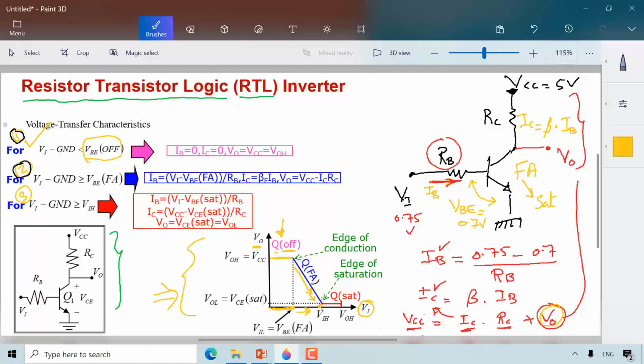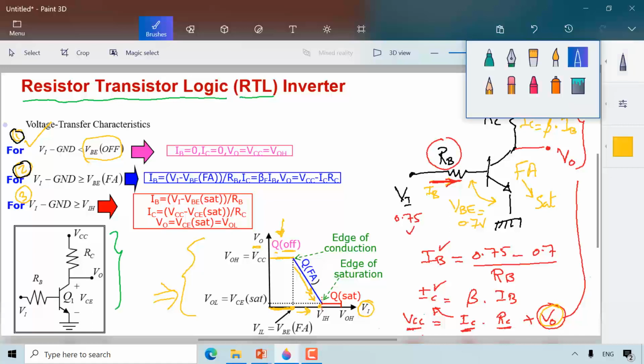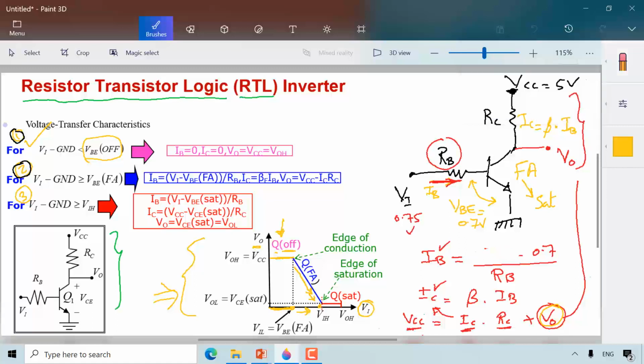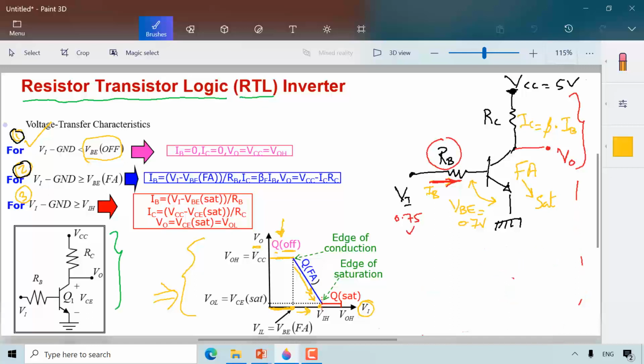Let's see how we put this device in saturation. So let's use the eraser one more time, and erase all of this, very quickly here, so we can see what happens in saturation.